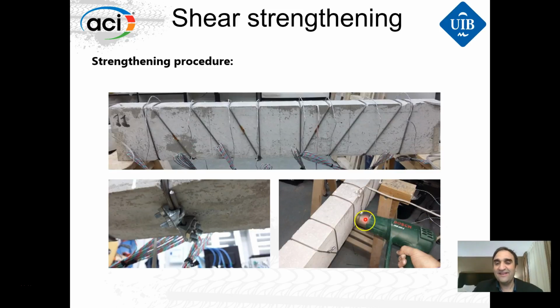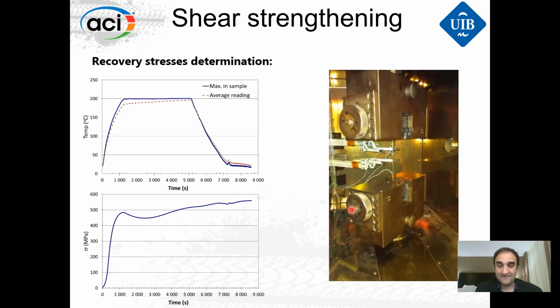We are heating it here with a heat gun because we are using a very small diameter. We can also heat them by induction with electricity, or with a torch. Maybe in other research, in other programs, we have seen that they use a torch with fire. So we heat it and we produce the recovery stresses. So we activate this material.